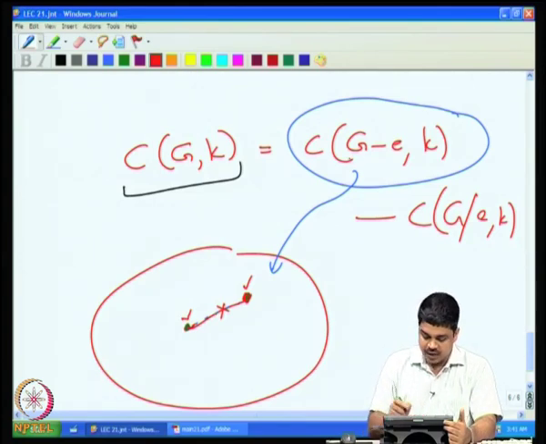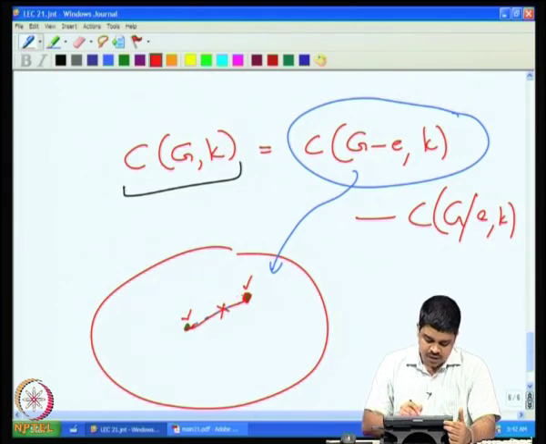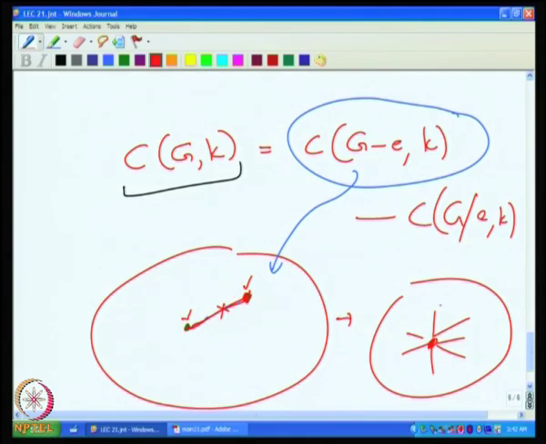So how do I get this value if I just know C of G minus e, K? What is to be subtracted is essentially the number of K colorings which have the same colors on the endpoints of e. How will I get that? For instance, if you had contracted this edge, these endpoints will become one vertex, right? Now if you consider a coloring of this, that coloring could have been the coloring of this also, because that color can be given to both of these vertices, and from the neighbors it will be different also.